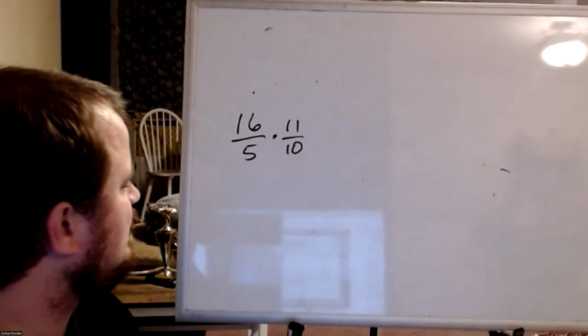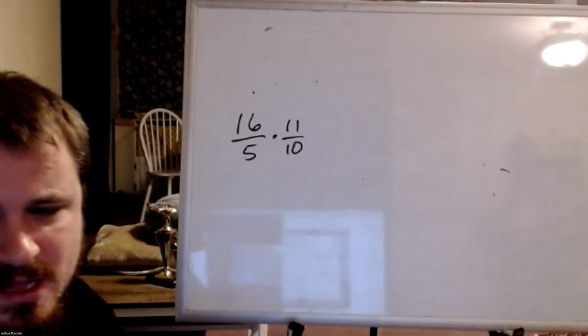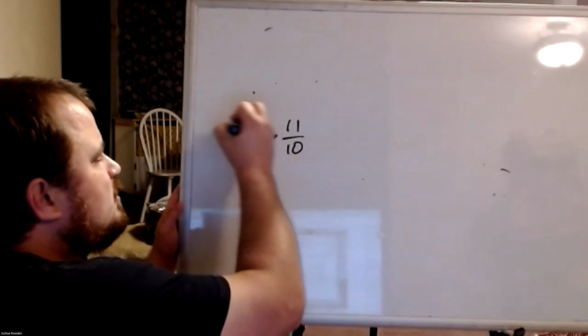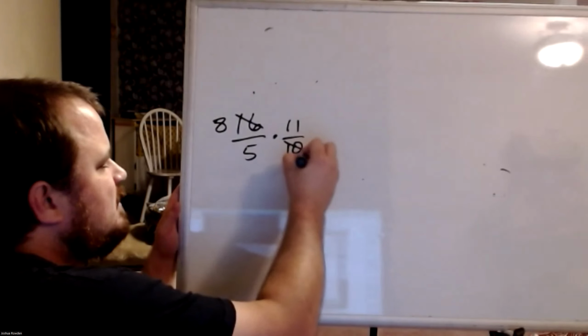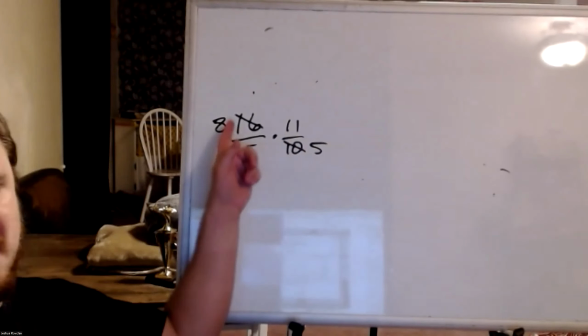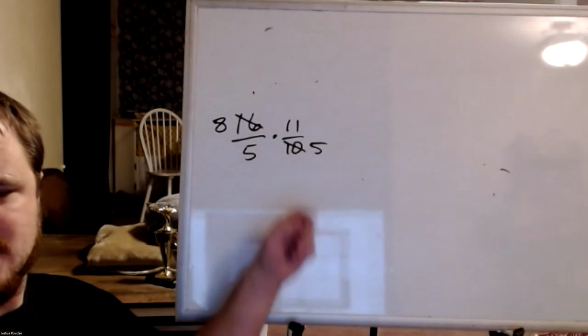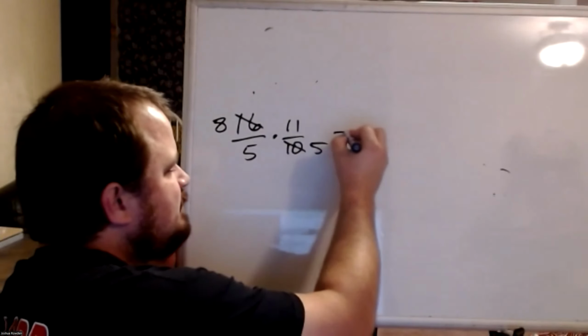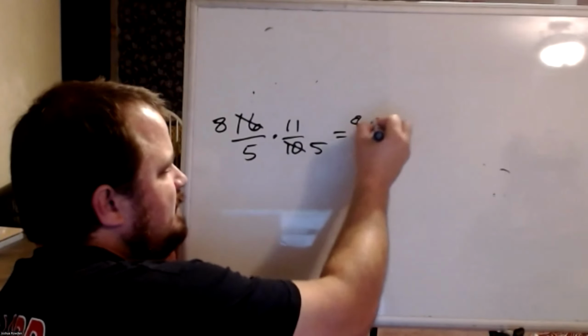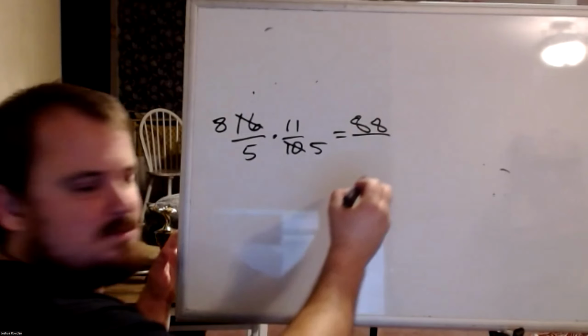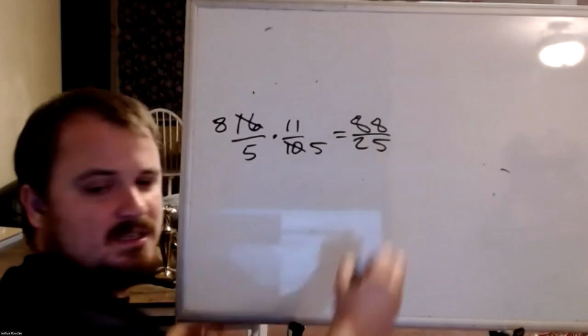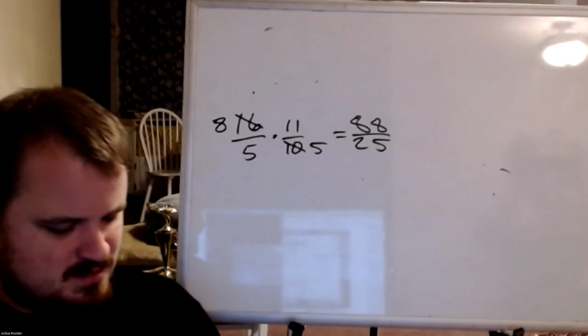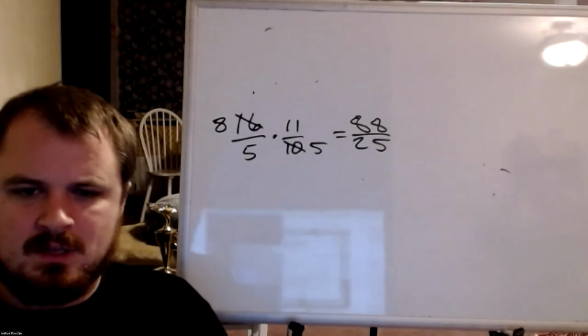So 16 over 5 times 11 over 10. I'm going to turn this into 8, and I'm going to turn this into 5. So I divided that by 2, divided that by 2. And then 8 times 11 is 88, and then 5 times 5 is 25. So 88 over 25. And that's it.